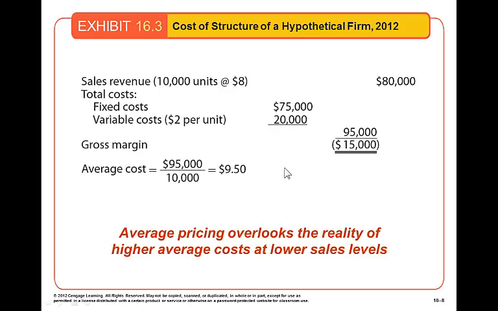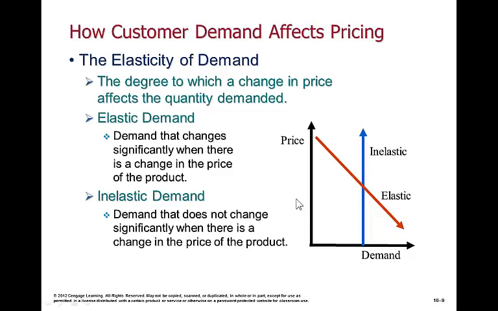Now let's go to a different case where the sales volume is less. I'm selling 10,000 units at $8, and I can see now I move from a profit position in the prior case to a loss position in this case. And so now my average cost is $9.50. So you can see that the average pricing scheme overlooks the reality of higher average cost at lower sales levels. So what's causing that? Well, it's the variable costs. My variable costs vary with the number of units, and so here with the units reduced, my variable costs have a bigger impact on the total cost of the product and the resulting loss in this case. So be very careful of average costing.